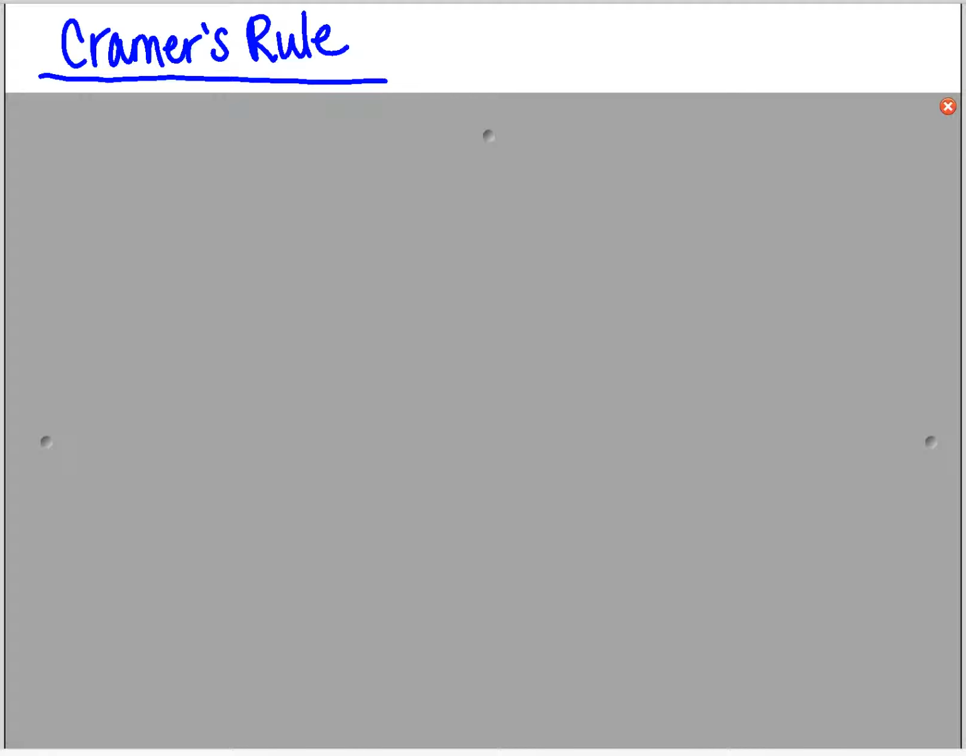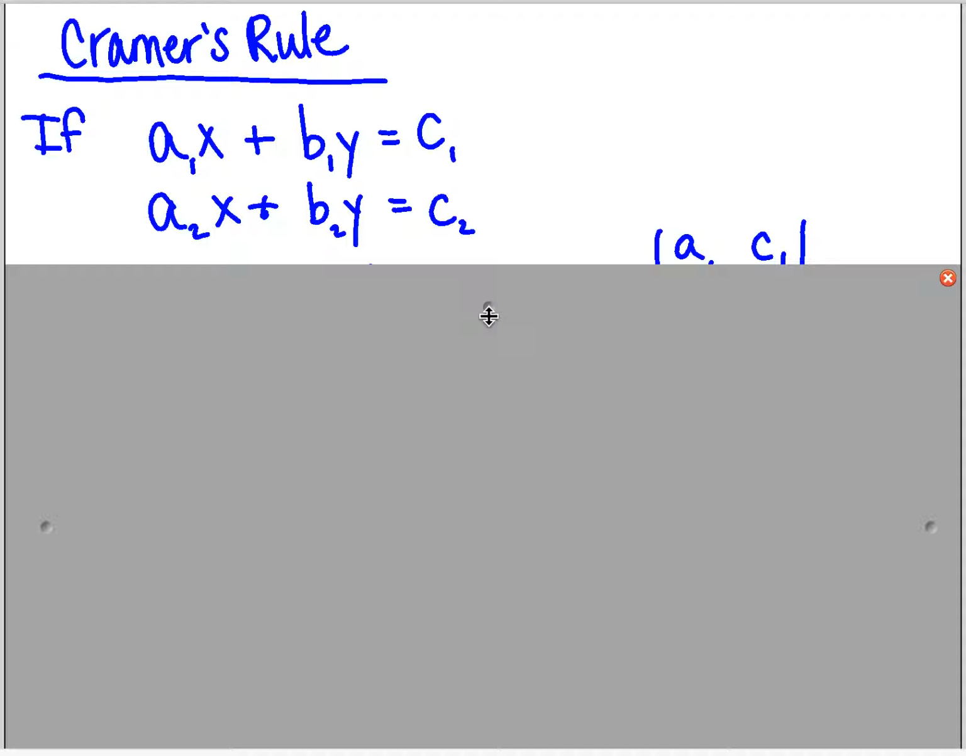We're only going to learn Cramer's rule with two variable, two equation systems. You can use Cramer's rule for larger systems, but we're just going to stick with the two equation, two variable system. So if you have a system of equations that is ax plus by equals c, and the second equation is similar, so these are both in standard form. What you would usually use is your elimination or addition method, but this would be another place where you would want to use Cramer's rule.